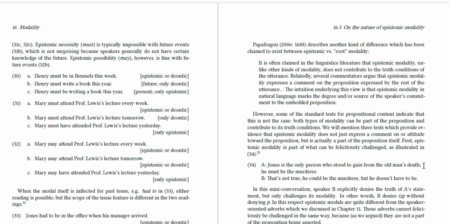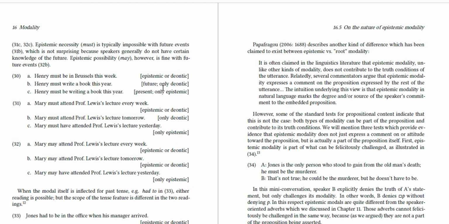read more and more. We have the last example in the next page, example 30. In example 30 we can read "Henry must be in Brussels this week." It can be epistemic and it can be deontic. Why? Because if I give you this sentence and you are his friend, you will say he must be in Brussels because you know. But if I say "Henry must be in Brussels this week," that's because maybe there is an order and he is obliged to it, and it can be deontic.